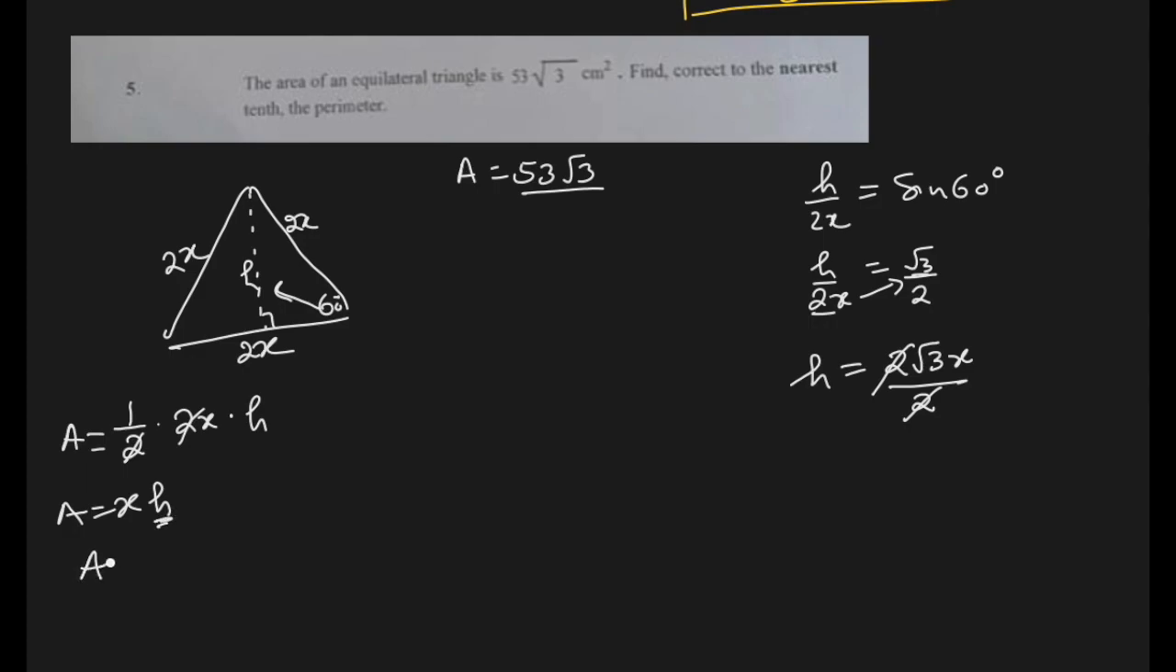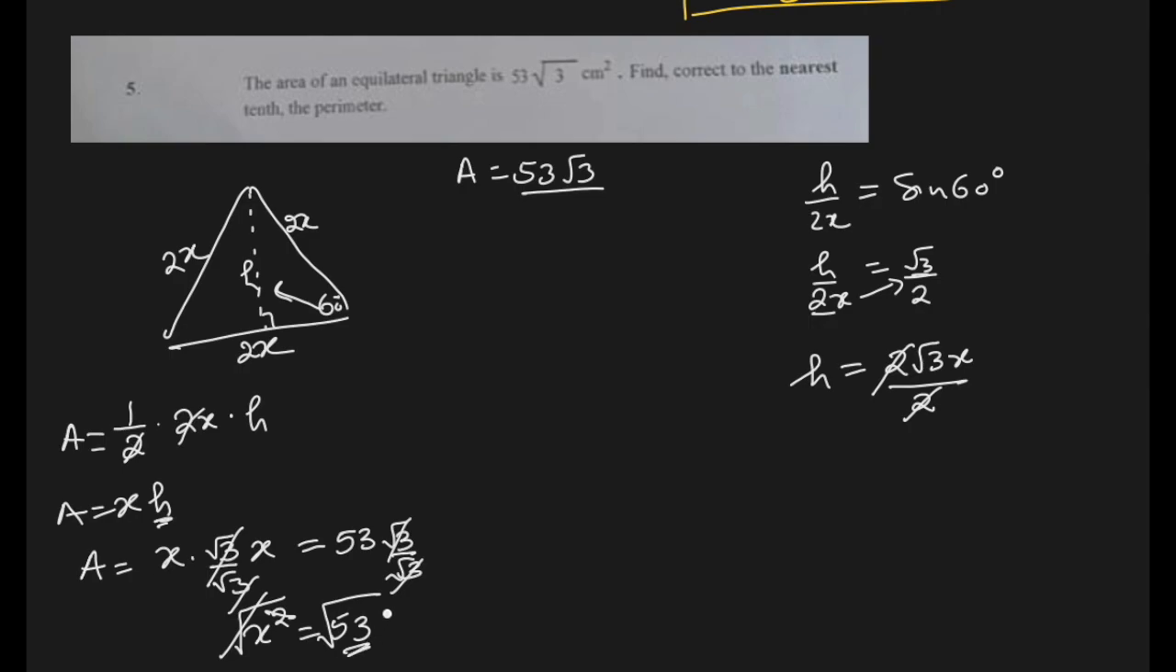So area is x times square root 3x, right? And it is equal to 53 square root 3. Let's divide by square root 3 so that we get rid of square root 3 from both sides. So x square is equal to 53. And if I square root both sides, x will be square root 53. That is the side here.